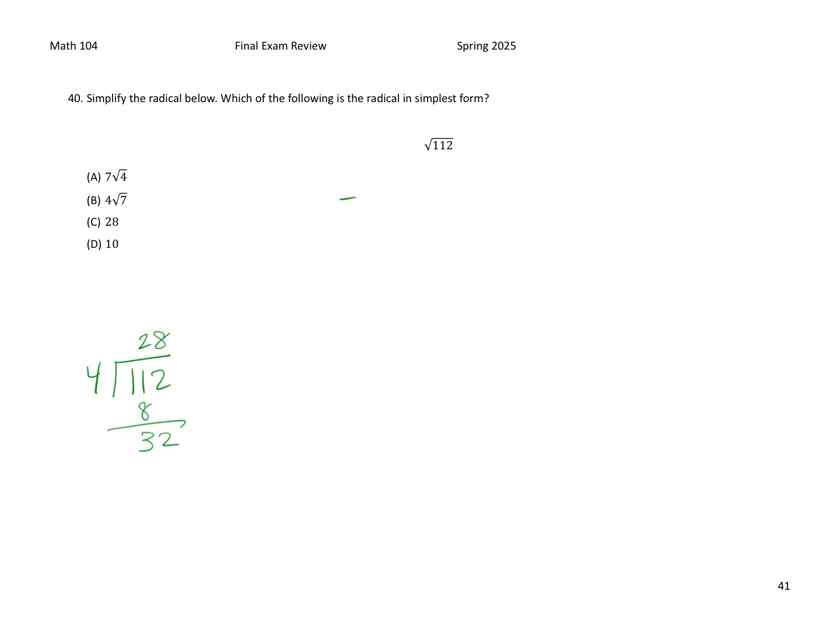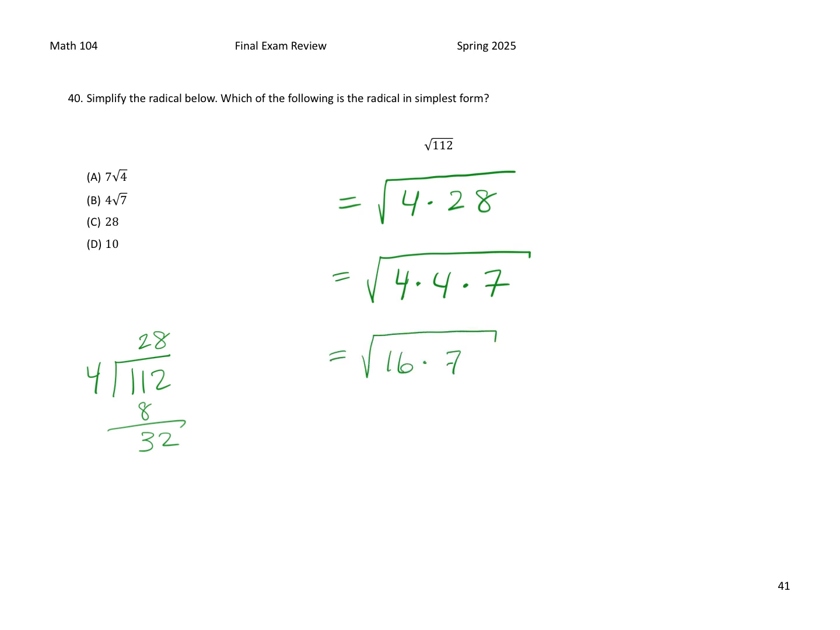So let's see, I'm going to show what I did here. I rewrote 112 as 4 times 28, but 28 is 4 times 7, right? 28 has a factor of 4. So this is the square root of 4 times 4 times 7. And 4 times 4 is 16. So this is the square root of 16 times 7.